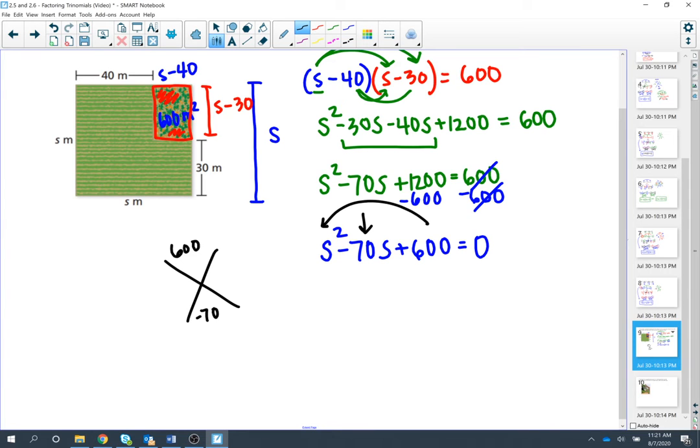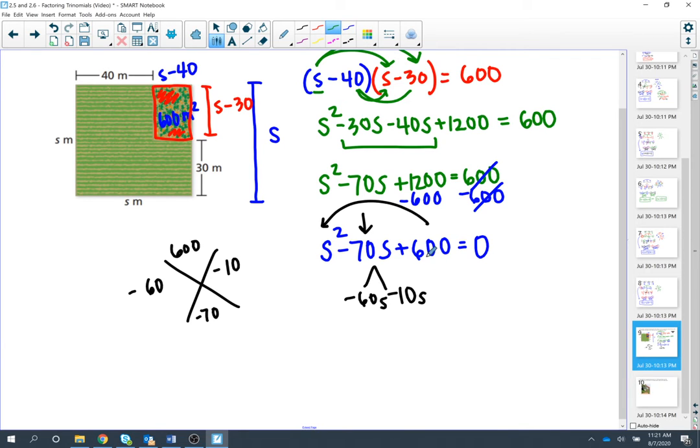Okay, at this point, I'm looking at what multiplies to 600. Whew. I'm hoping 60 times 10, but I want to get to negative 70. So negative 60 times negative 10 is 600. And negative 60 plus negative 10 is negative 70. Great. So we're going to rewrite the middle term. Negative 60, negative 10. Oops, and I forgot my S. Okay, so negative 60S minus 10S is negative 70S.